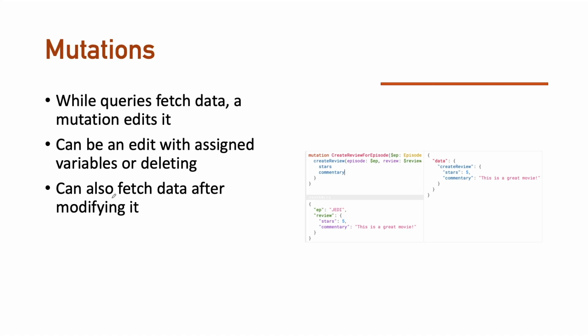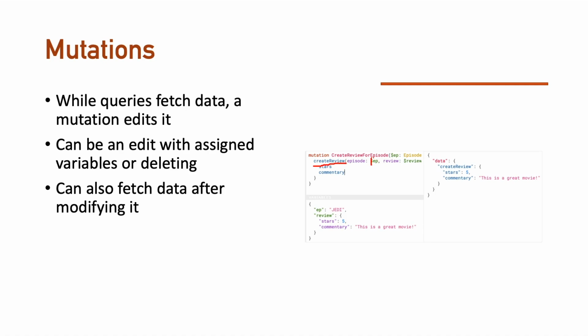So that's queries. Let's talk about mutations. Now, while queries fetch data, a mutation edits it. And it's really important to keep that in mind because often in quite a lot of GraphQL tools, you'll see these separated, even though we might think they're quite close to one another. Now, this might be literally editing data, it can be deleting data, it can be creating new data. This is just modifying data. And we can also fetch it afterwards.